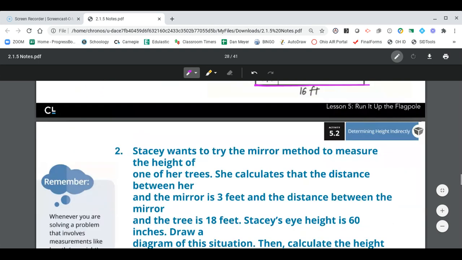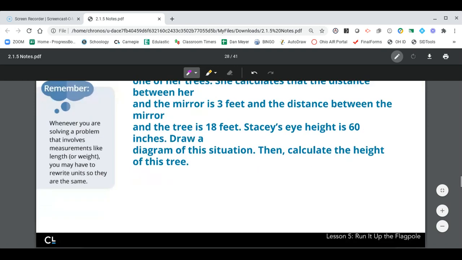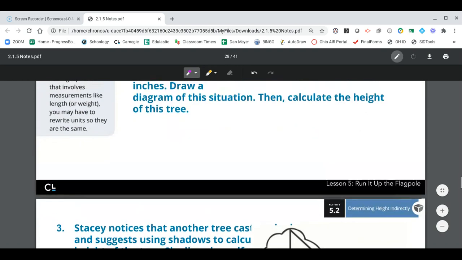All right, moving on to question 2. Stacy wants to try the mirror method to measure the height of one of her trees. She calculates that the distance between her and the mirror is 3 feet, and the distance between the mirror and the tree is 18 feet. Stacy's eye height is 60 inches. Draw a diagram of this situation and then calculate the height of this tree.